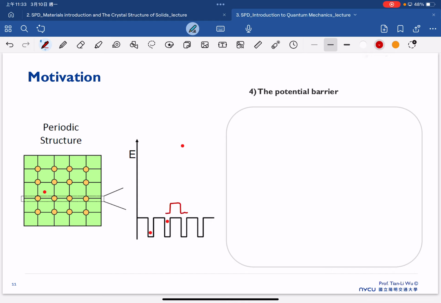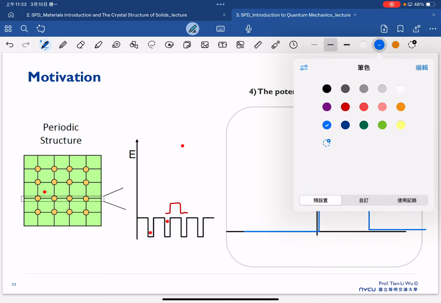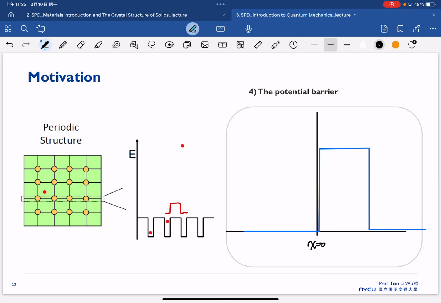So this can also happen. This is the more realistic potential barrier that we will have to take into account. So we have the potential barriers in the specific region, at x equal to 0 and x equal to a here.